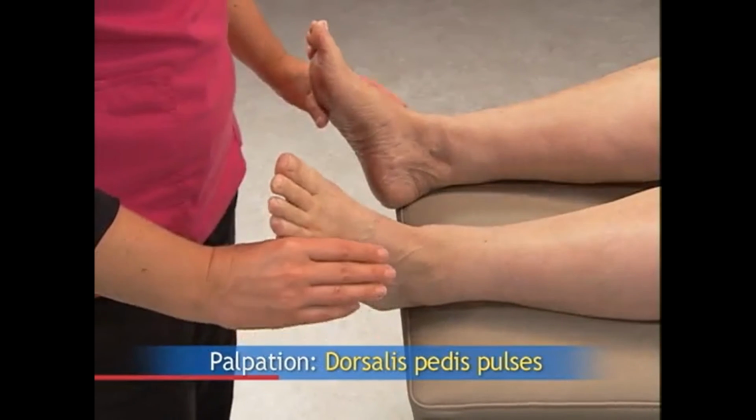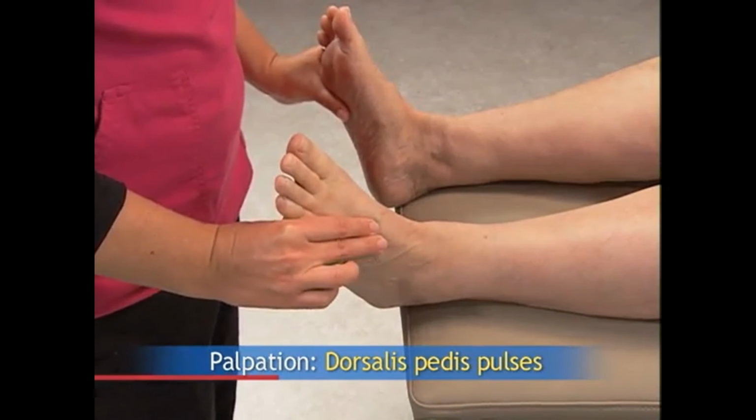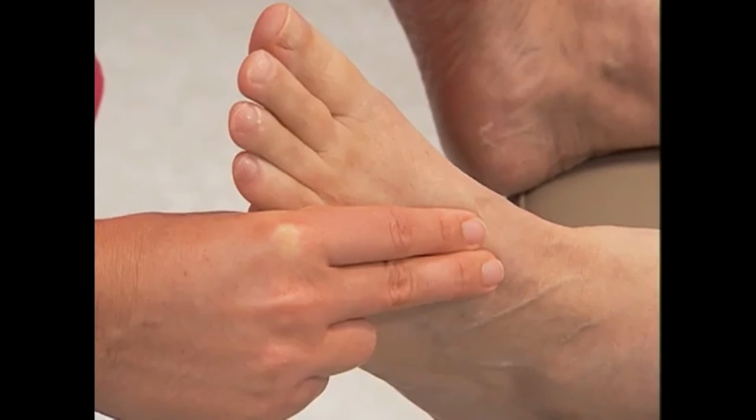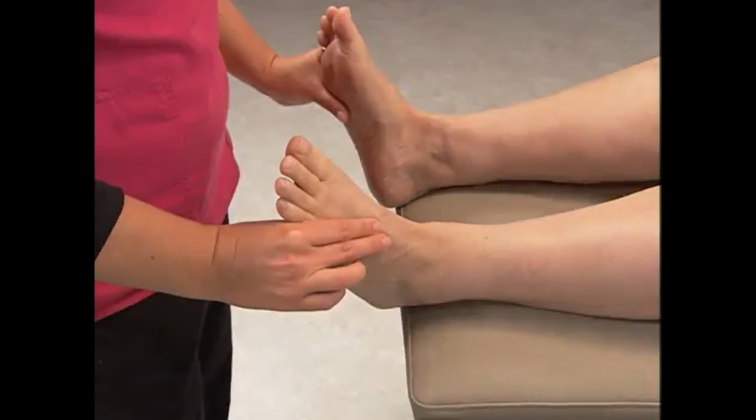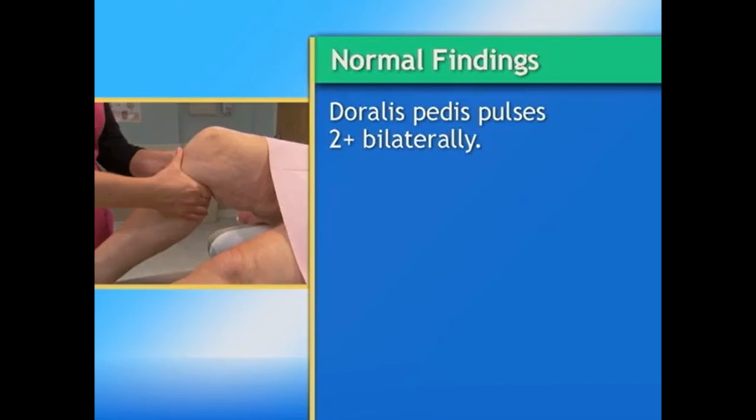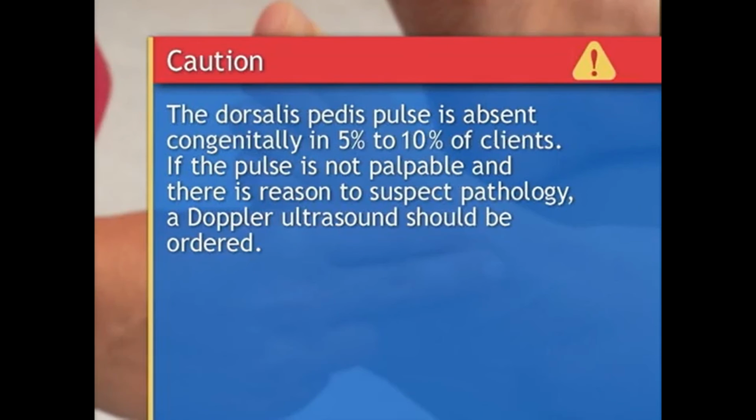Next, palpate the dorsalis pedis pulses. It is useful to assess both pulses simultaneously to aid in making comparisons bilaterally. Dorsalis pedis pulses, 2+ bilaterally. Caution: the dorsalis pedis pulse is absent congenitally in 5 to 10% of clients. If the pulse is not palpable and there is reason to suspect pathology, a Doppler ultrasound should be ordered.